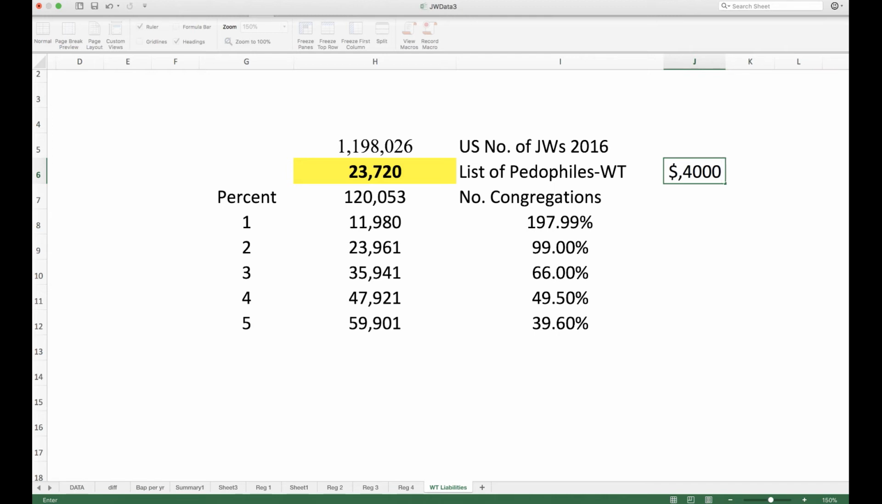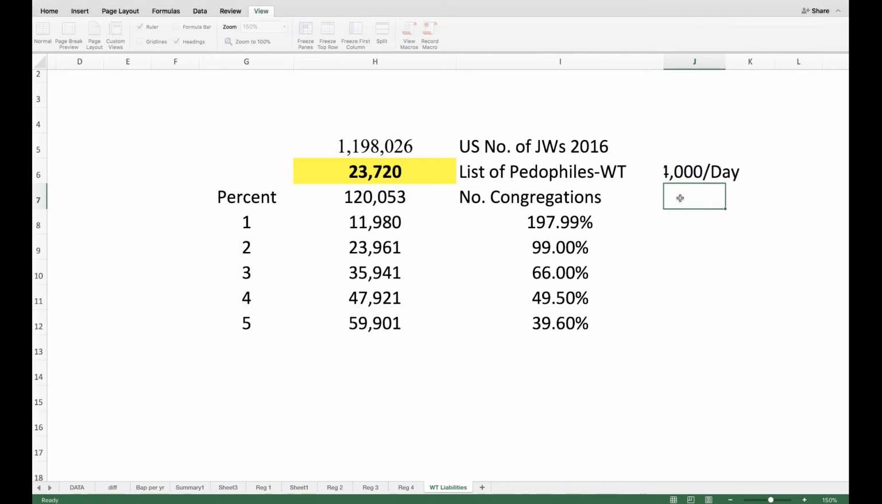$4,000 a day. Whoops, I screwed up. $4,000 per day fine for not turning in that list. That was the fine because Watchtower was subpoenaed to provide that list to the court, and they did not provide the list, and so they were charged with contempt of court and fined $4,000 per day of violation.